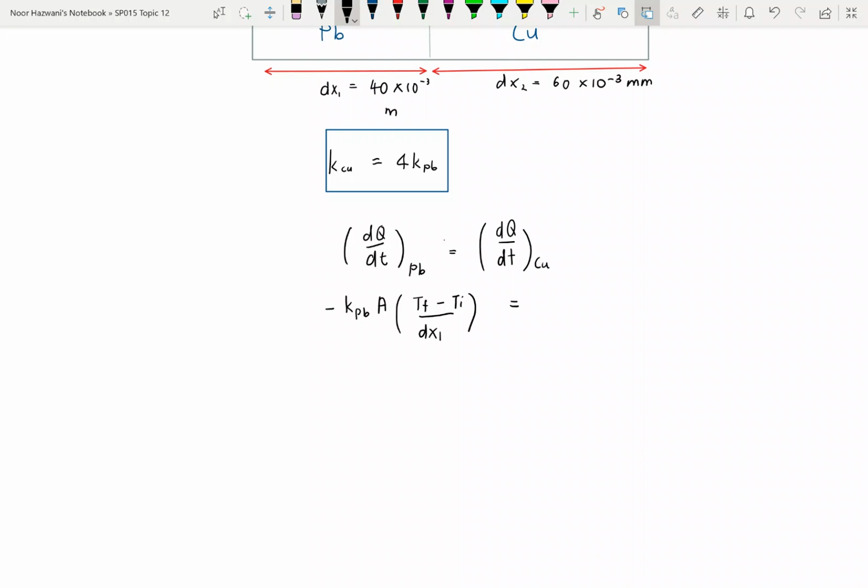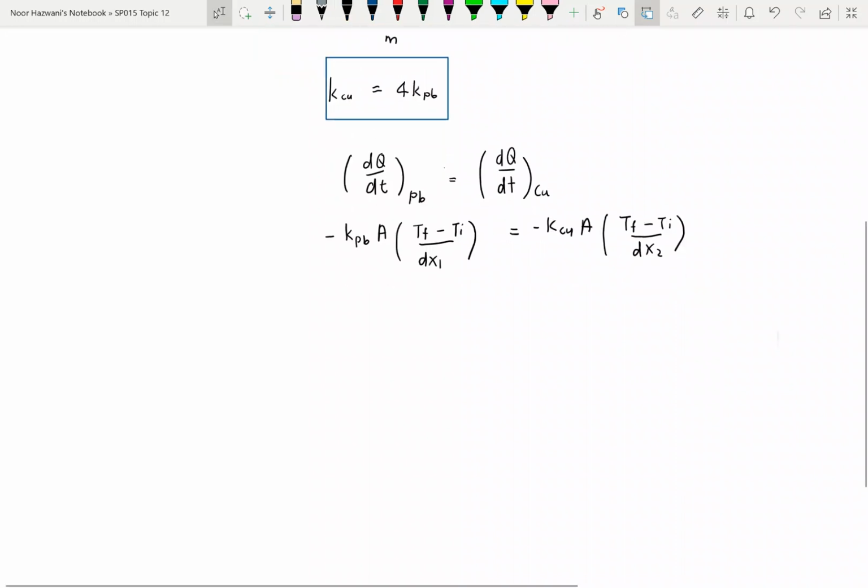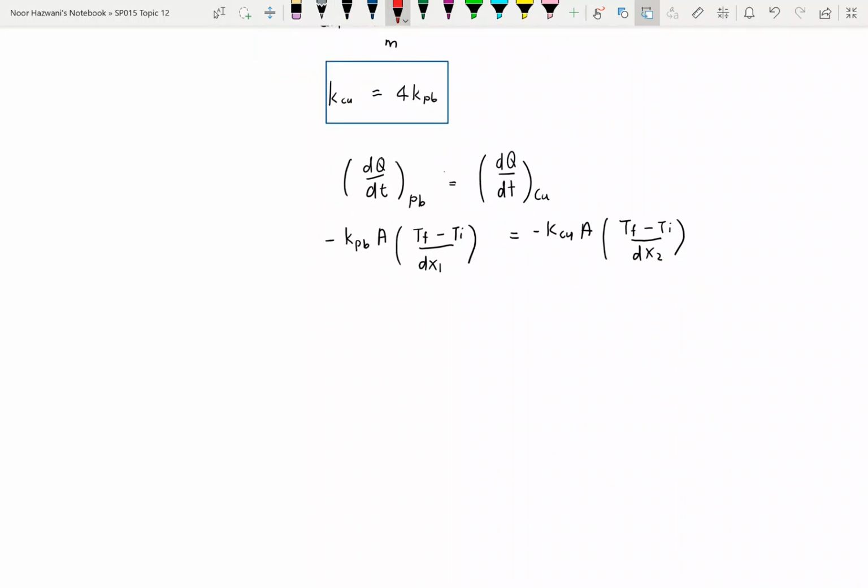Okay, going to copper, so kita ada negative K for copper, and then the area just label as A. Since the question said the area is the same, so T final minus T initial, and then we divide with dx2. Okay, so which quantity yang sama, then you can cancel. So negative we cancel, and then area we cancel. Okay, plug in the value.